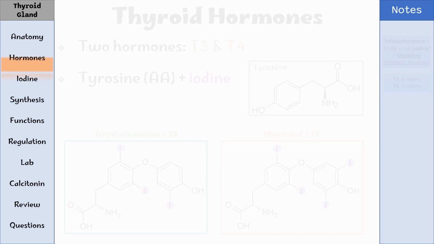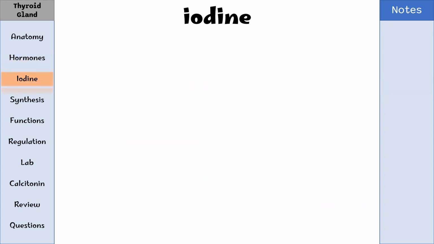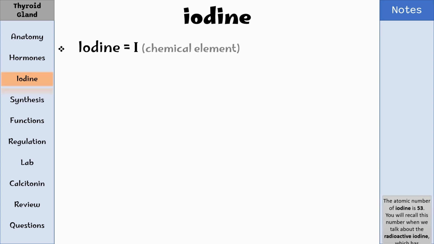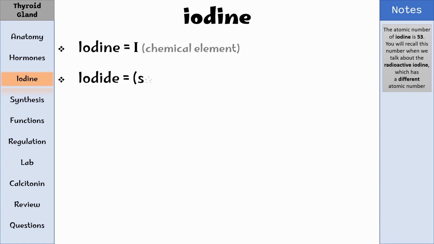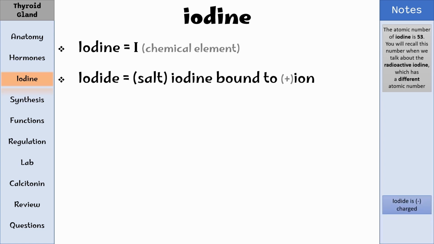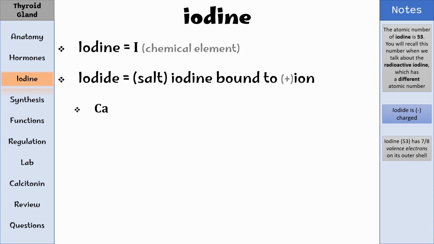Before we go on with thyroid hormone synthesis, let's learn more about iodine. The word iodine refers to the atomic structure of the chemical element iodine. The word iodide refers to the salt. It is bound to a positively charged ion, which gives it a negative charge, which could, for example, be iodine combined with calcium or potassium. The iodine in the plasma is found as iodide salt.